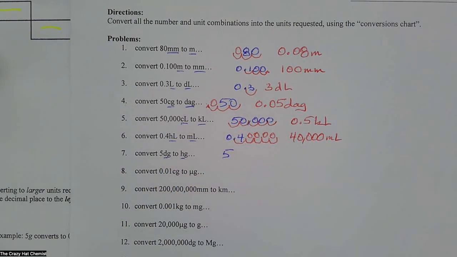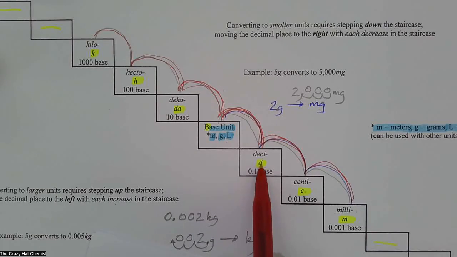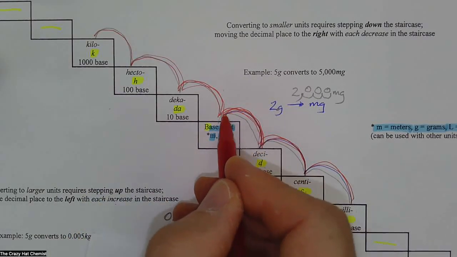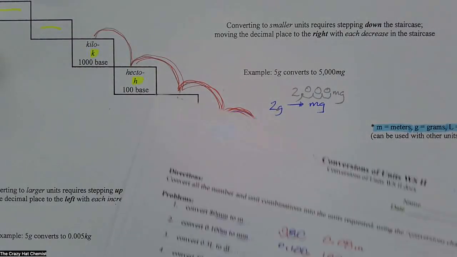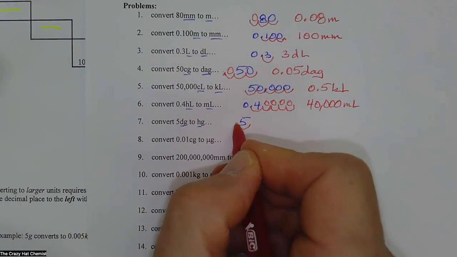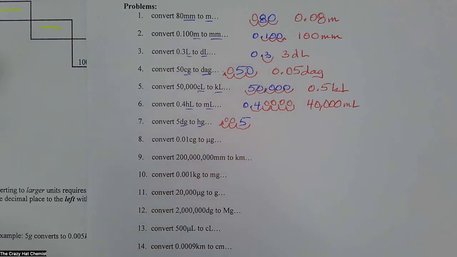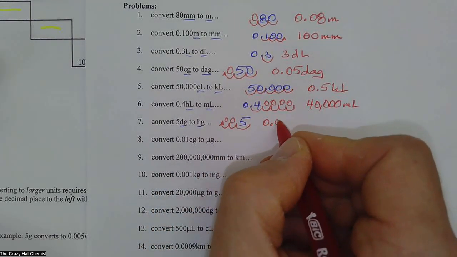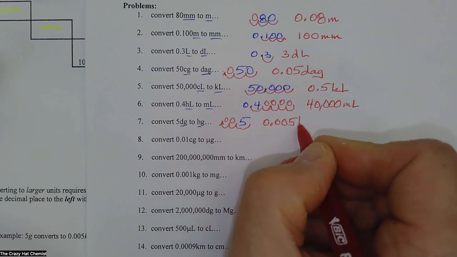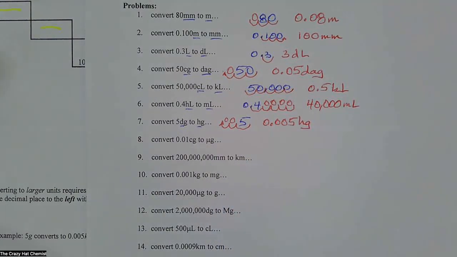Next one is 5 decigrams to hectograms. So deci to hecto. So we're going to go 1, 2, 3 to the left. There's my new decimal. I'm going to replace that with 0. So I'll have 0.005 hectograms. Awesome.